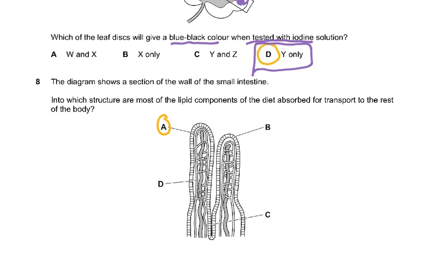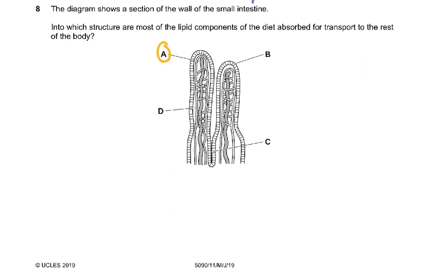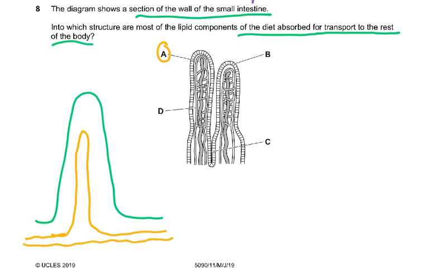Question 8. So question 8, you have to understand the diagram shows a section of the wall of the small intestine. Into which structure are most of the lipid components of the diet absorbed for transport to the rest of the body? You know that inside the villi, you have the lacteals, which are the blind tubes, and then these end up in the lymphatic vessels.